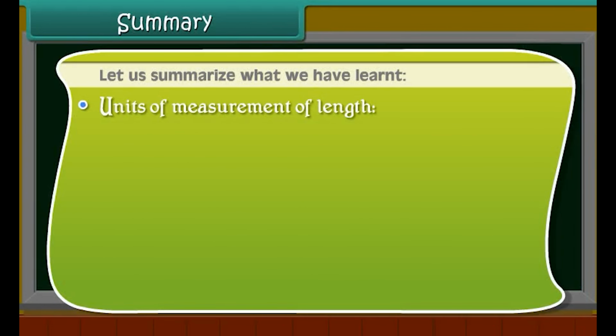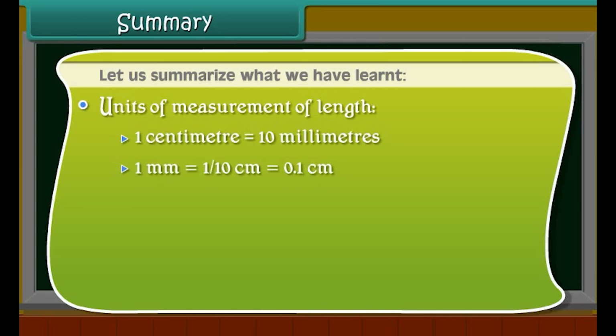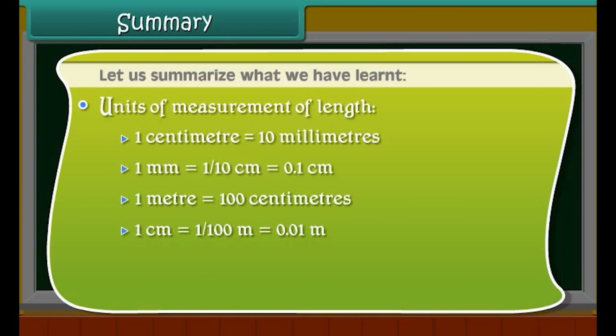Units of measurement of length. 1 centimeter is equal to 10 millimeters. 1 millimeter is equal to 1 by 10 centimeter. That is equal to 0.1 centimeter. 1 meter is equal to 100 centimeters. 1 centimeter is equal to 1 by 100 meter. That is equal to 0.01 meter.